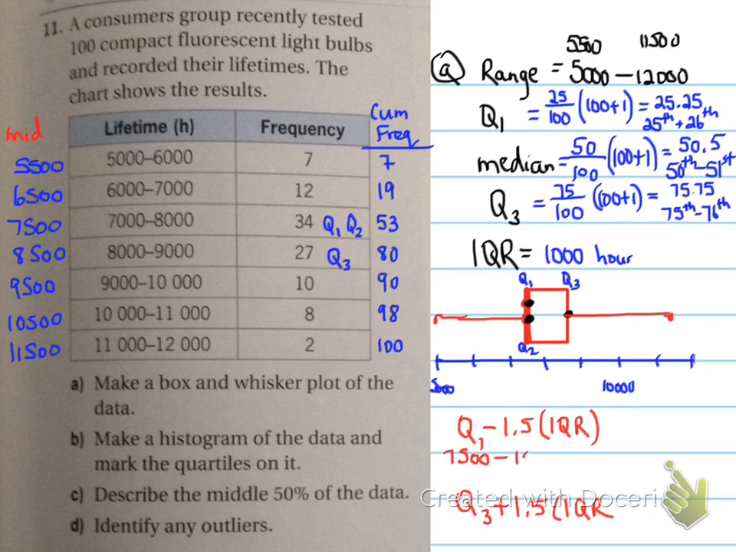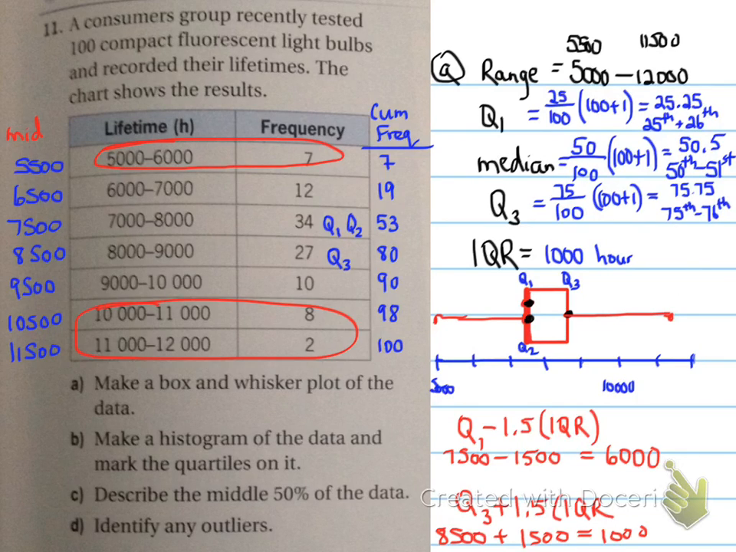So we get 7,500 minus 1,500, which means that if any particular lamp is less than 6,000, that is an outlier. So there were 7 bulbs that were outliers because they were less than 6,000 hours. And then when we have the upper end, do we have any outliers? Yes, we do, because our Q3 was 8,500. We add 1,500 hours, and that's 10,000 hours. Do we have any that were more than 10,000? And yes, we do. There were actually 10 light bulbs that were more than 10,000 hours, and those turned out to be our outliers on the higher end.